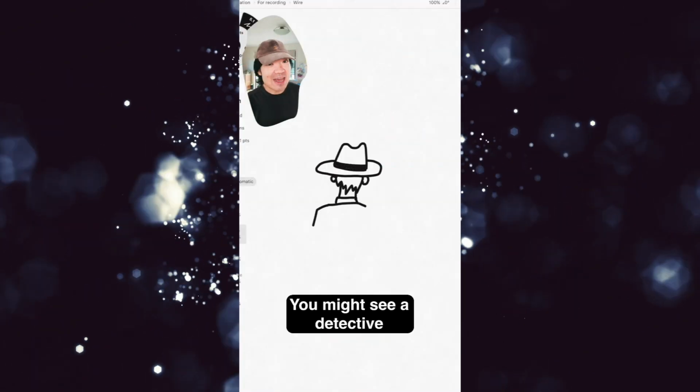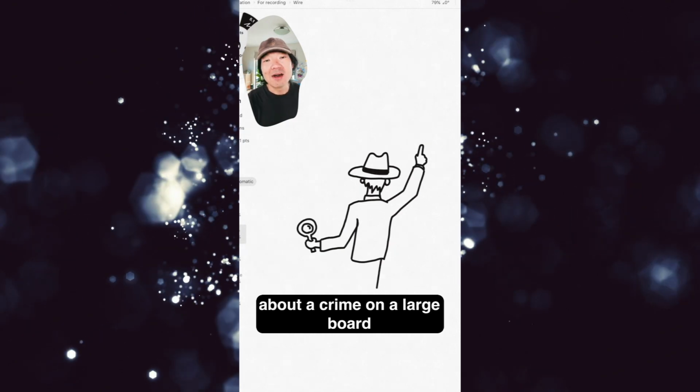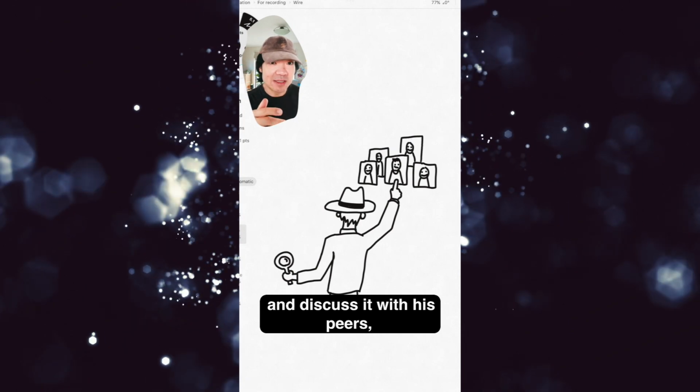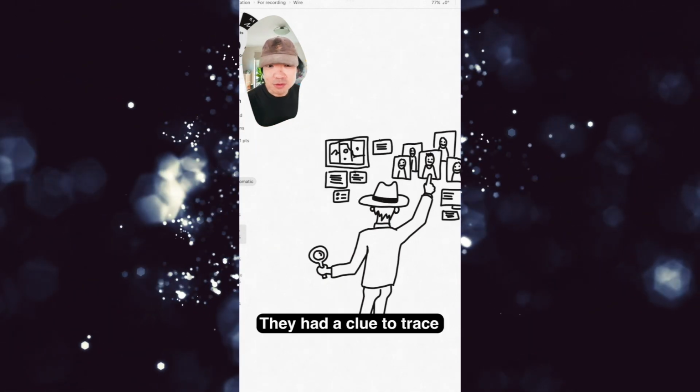You might see a detective put all the information he collected about a crime on a large board and discuss it with his peers. Then bang, some pattern emerged, and they had a clue to trace.